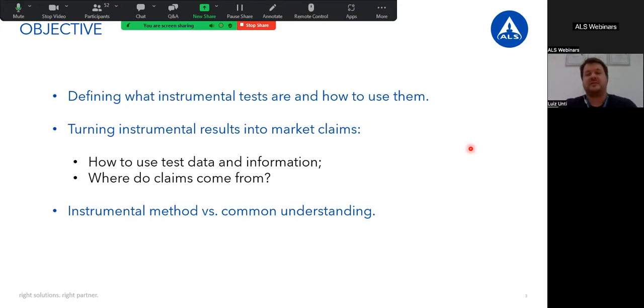So we have to discuss and understand the nature of each claim, how the treatment will deliver the benefit to the hair shaft. After discussing this, we can finish this webinar talking about the instrumental methods versus how the common understanding of the claims is perceived, like how the final consumer will perceive the claims. For this discussion, I will give you two examples: hair strength and hydration slash moisturization.